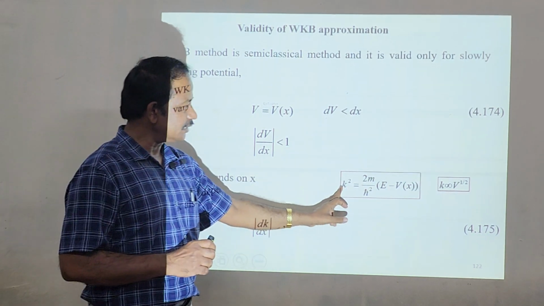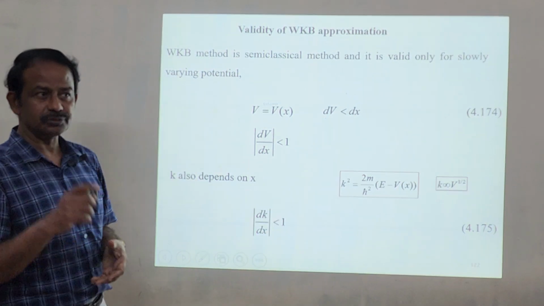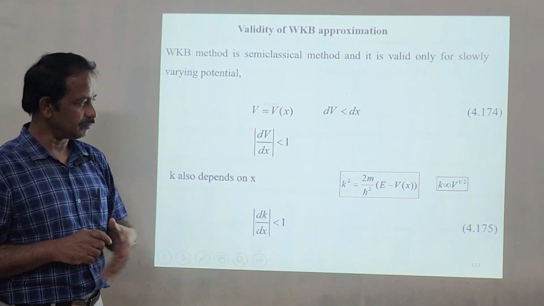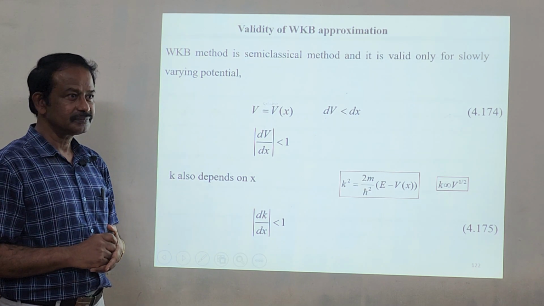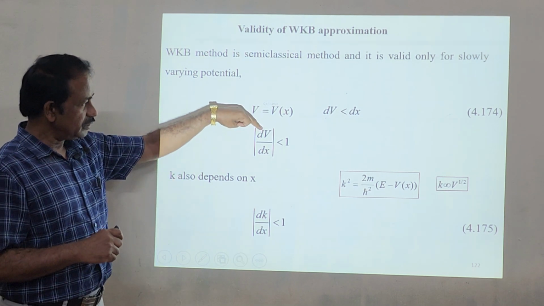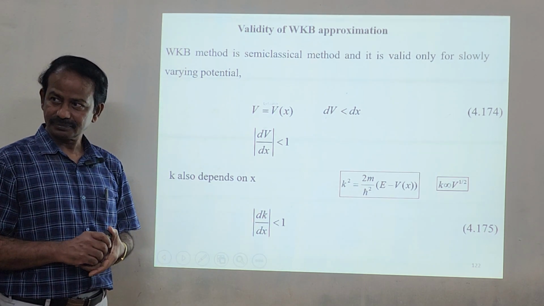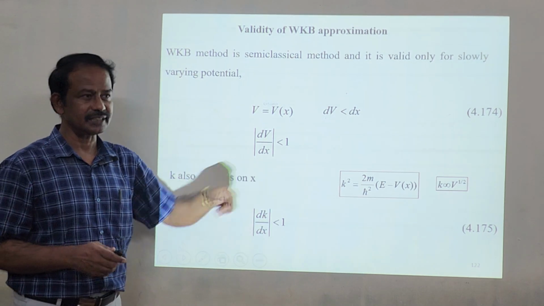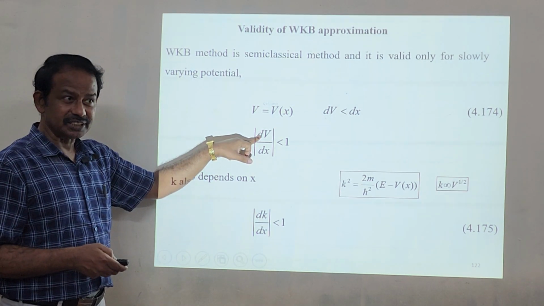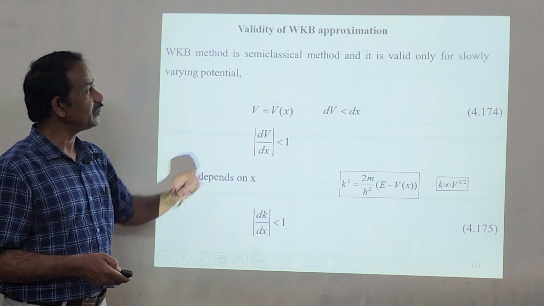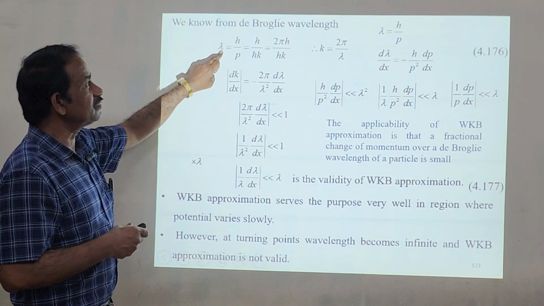And of course we know that k squared equals this, and k is directly proportional to V to the power 1 by 2. Both are directly proportional. So instead of dV by dx we can write dk by dx, which is very much less than 1, according to this condition. So k is also a function of x, V is also a function of x. Very important thing.